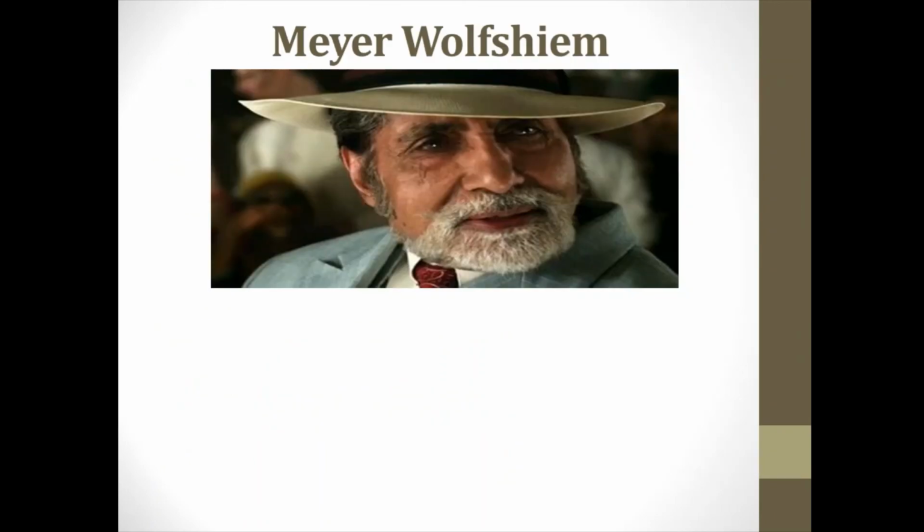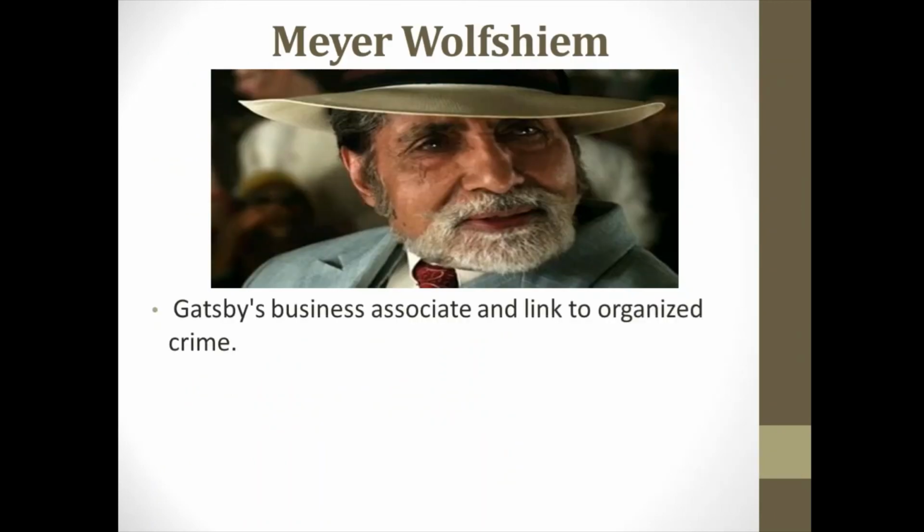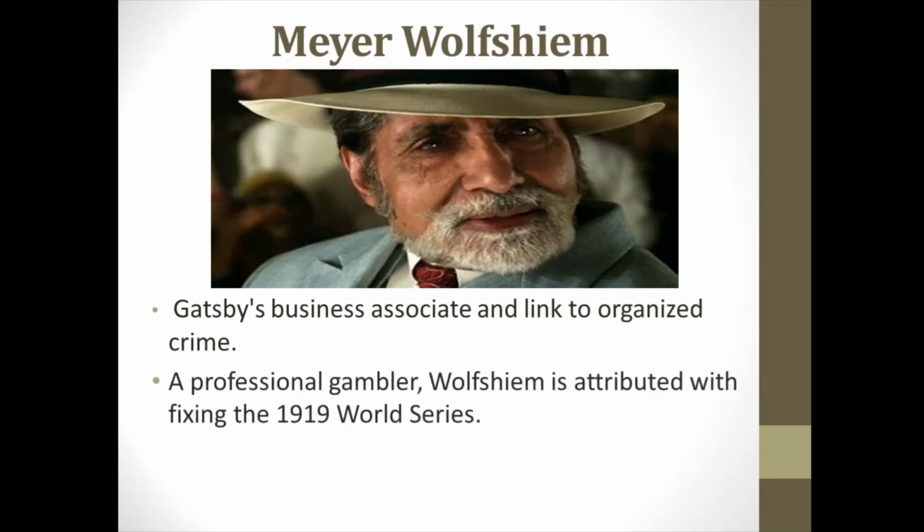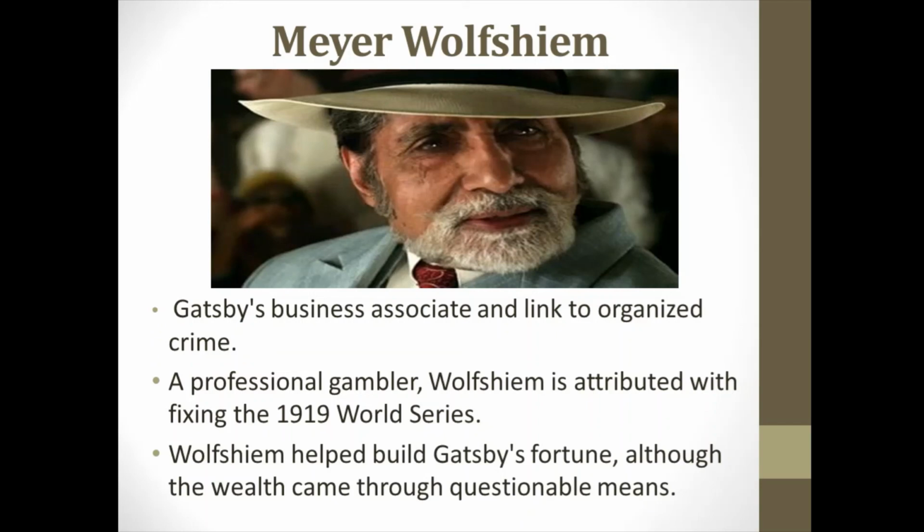Here we find Meyer Wolfsheim. He is Gatsby's business associate and linked to organized crime. He is a professional gambler, and we see that Wolfsheim is credited with fixing the 1919 World Series. Wolfsheim helped build Gatsby's fortune, although the wealth came through questionable means.